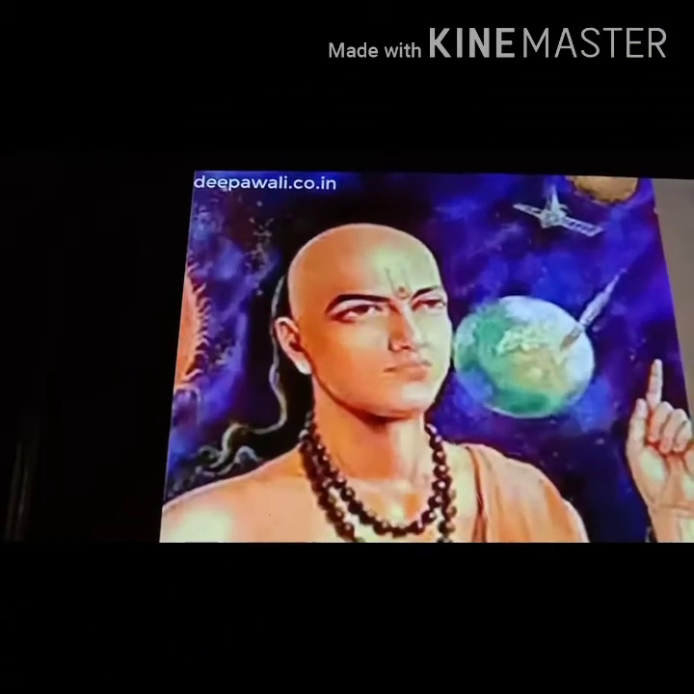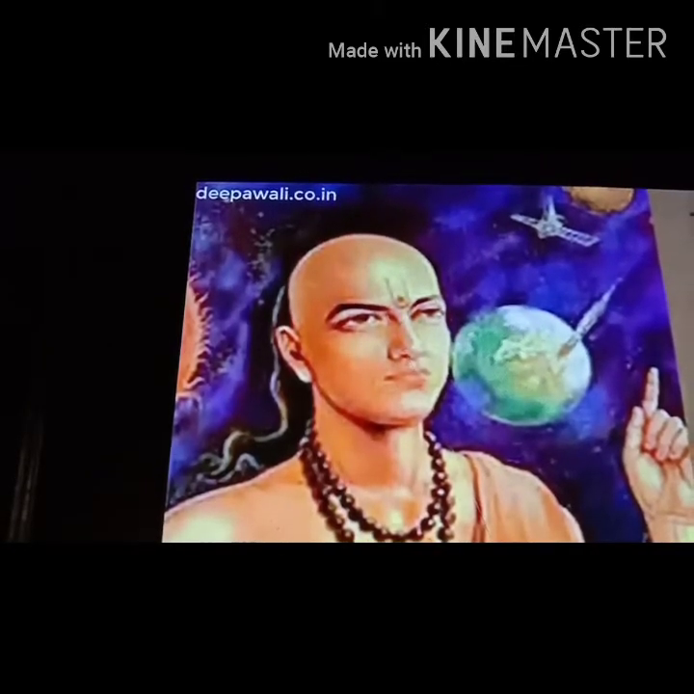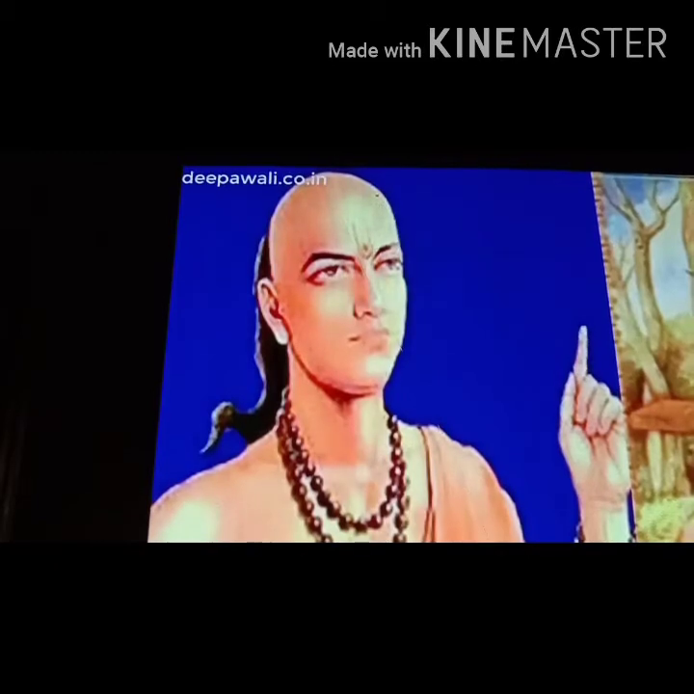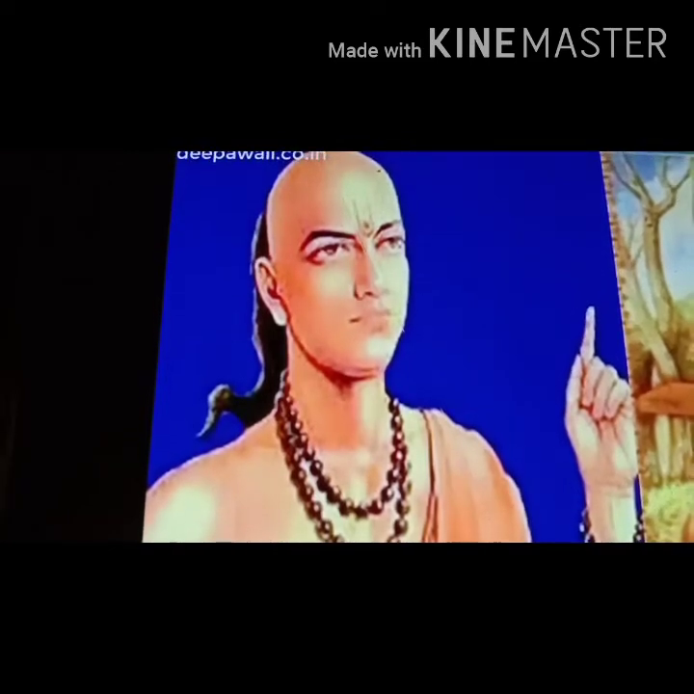Aryabhata discovered zero. He was a great mathematician and astronomer in ancient times from India. He is a person who knew how to count the planets in the solar system.